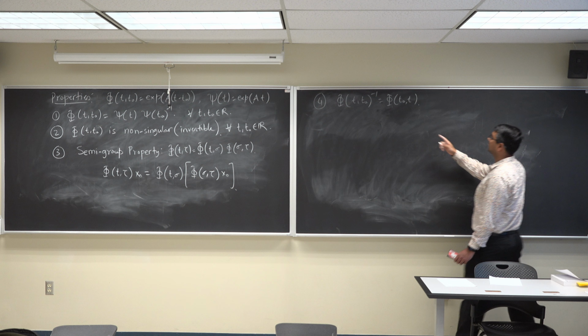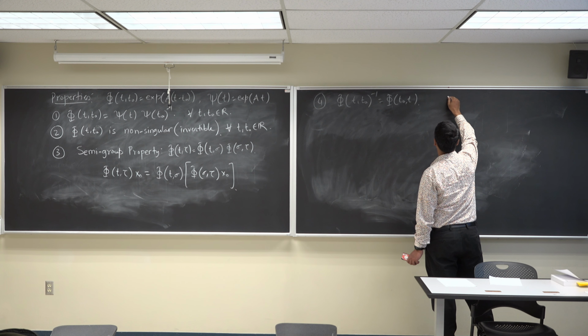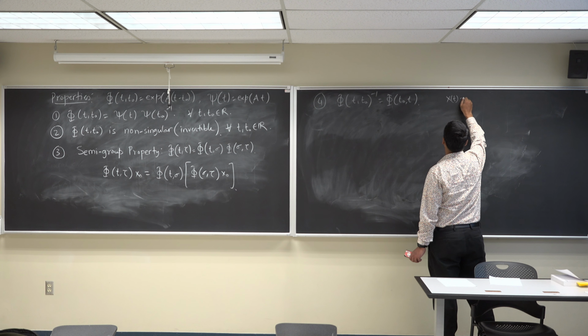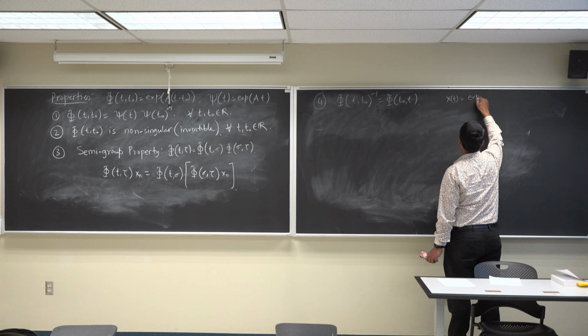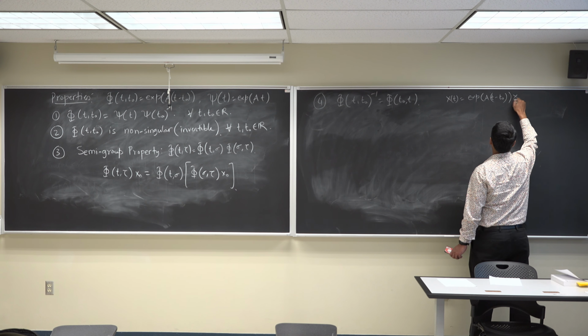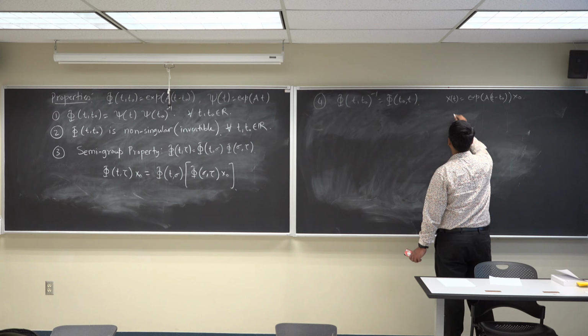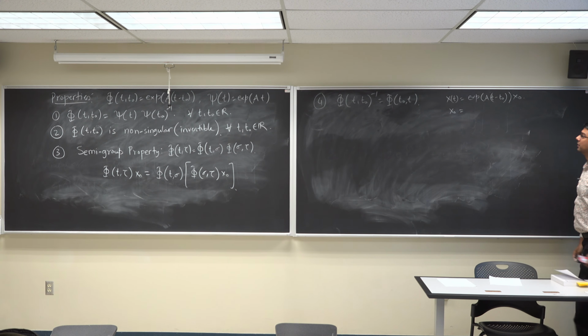What's the benefit of this particular property? So I have x(t) equals exponential of A(t minus t naught) times x naught. If I want to figure out x naught, I'm standing at time t, looking at my current x(t), and I want to know what happened in the past.